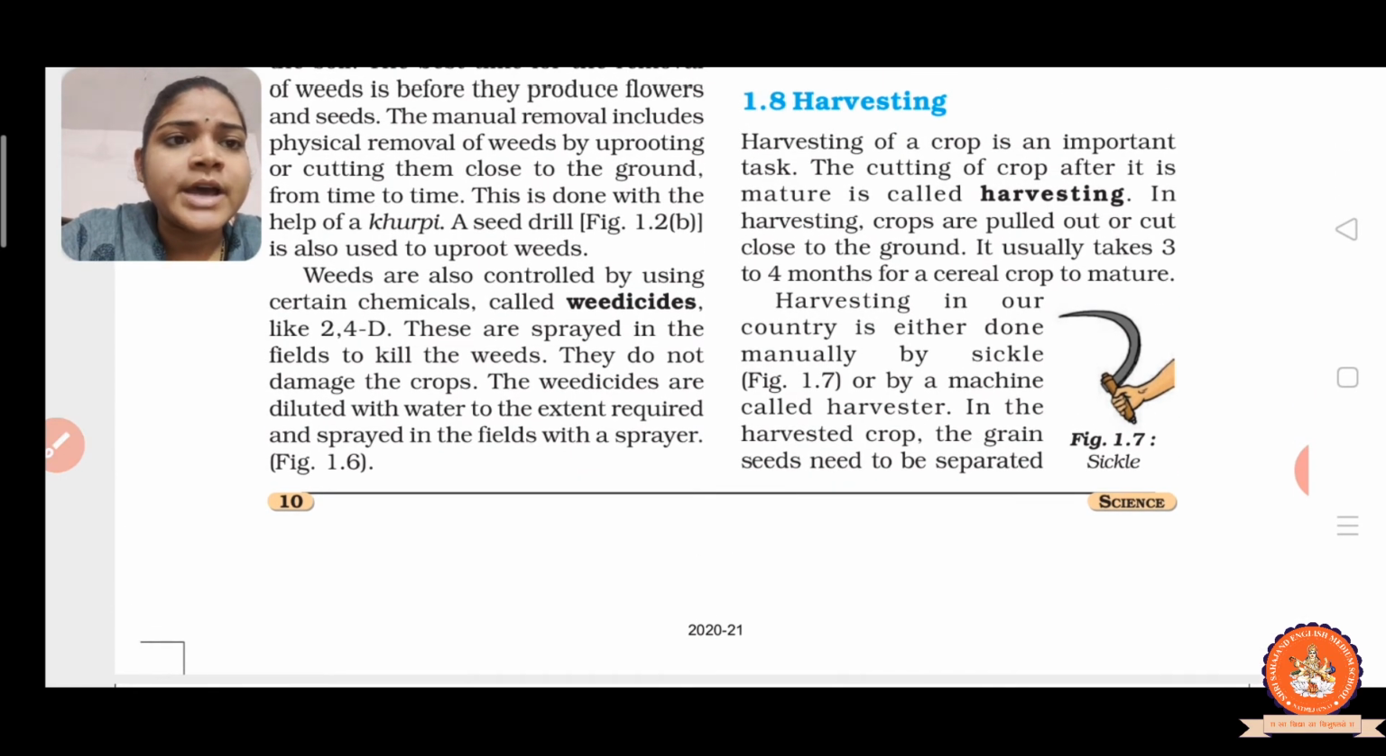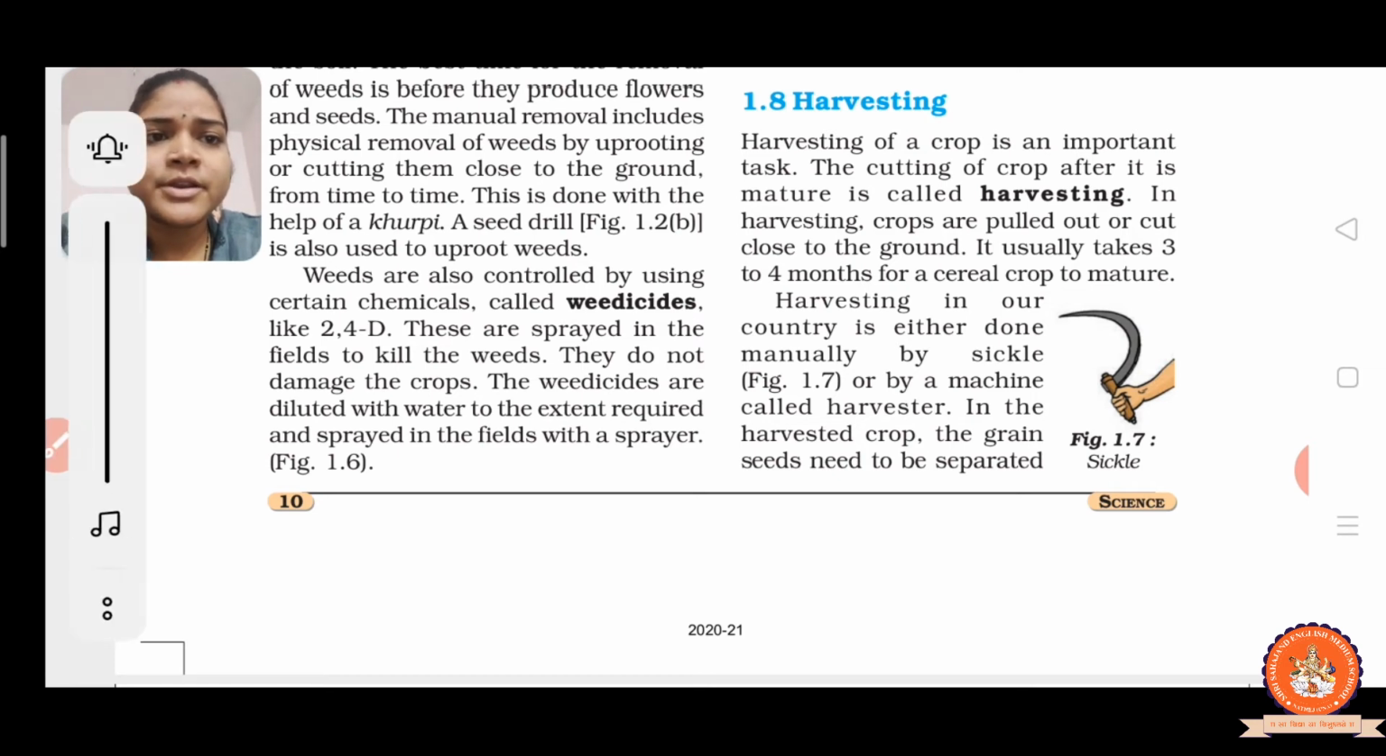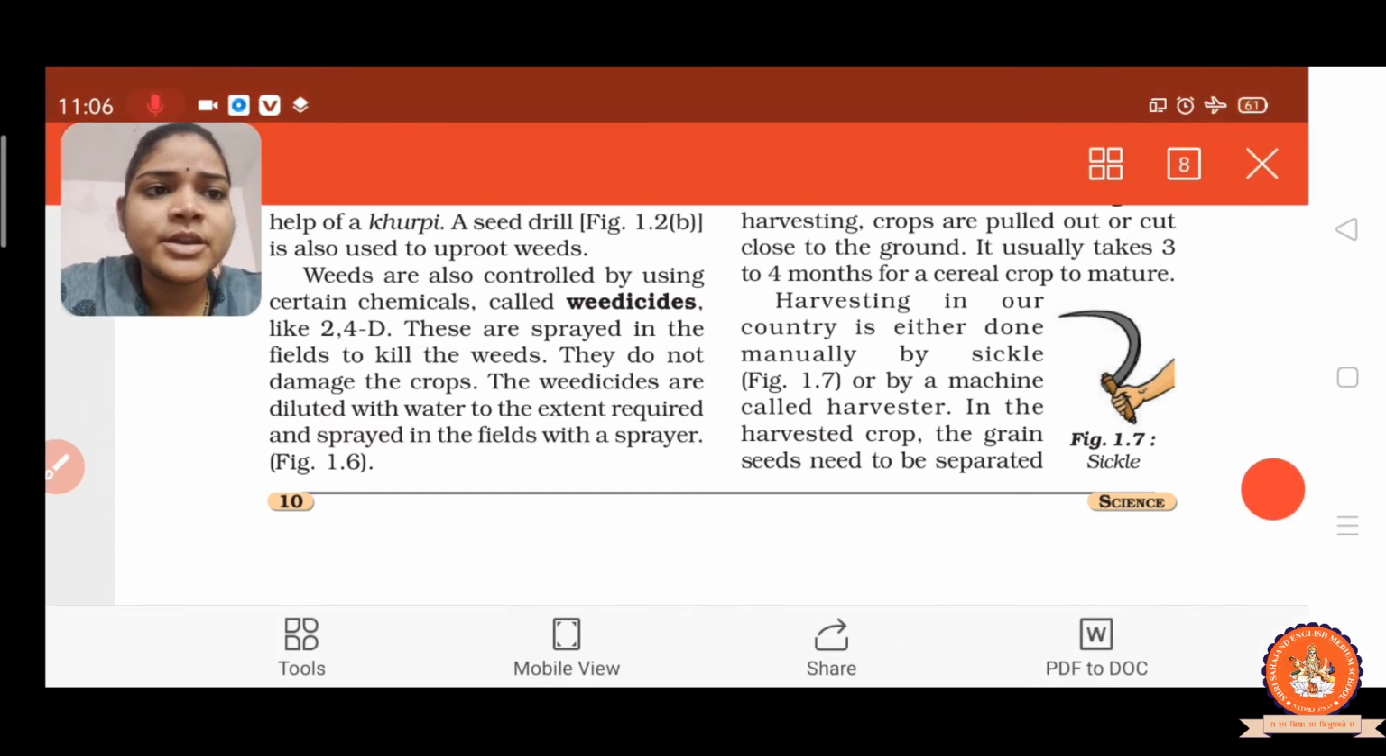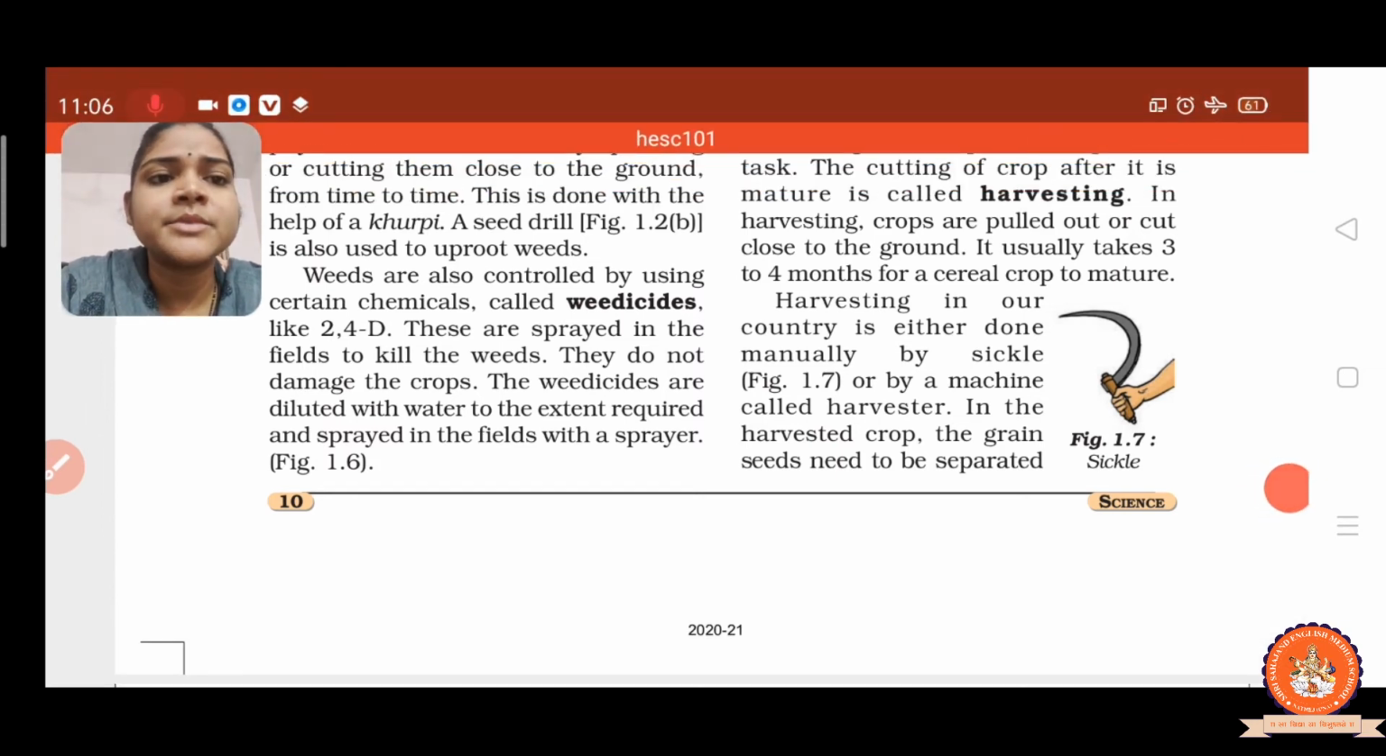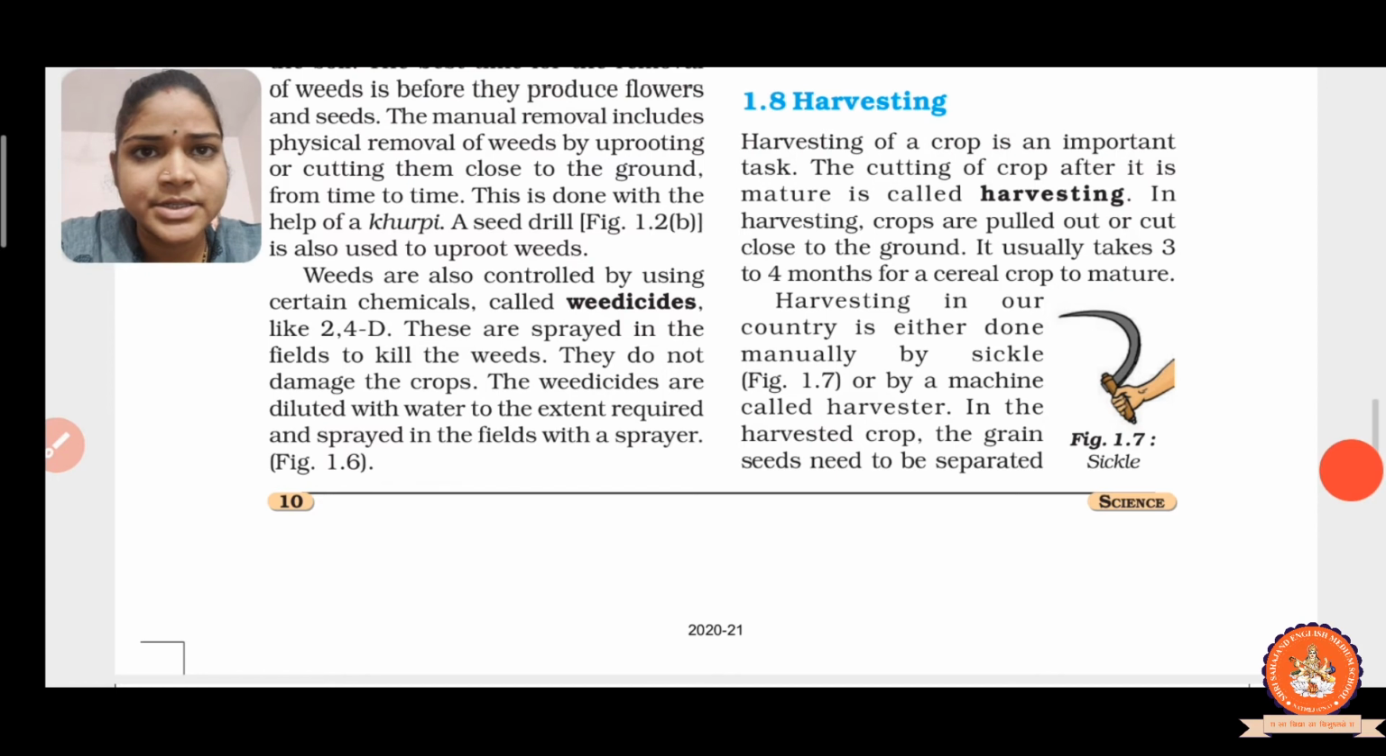Now in the harvesting, crops are pulled out or cut close to the ground, and it usually takes 3 to 4 months for the cereal crops to mature, right? And you know very well the cereal crops are wheat etc. Now harvesting in our country is either done manually by the sickle or by the machine called the harvester, and nowadays the harvester is used.